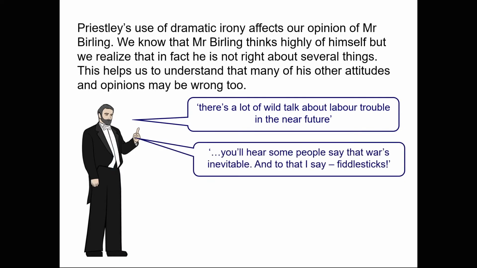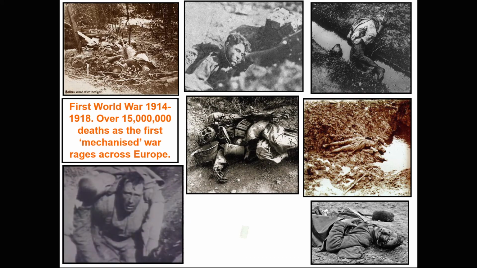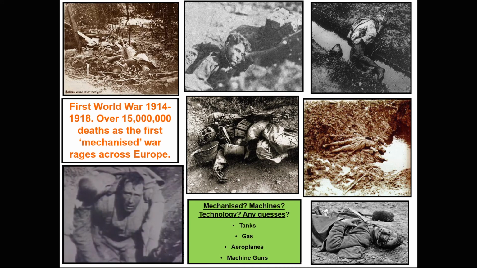Okay, the second quotation. This one is very obvious. This will not be lost on any reader when Birling is dismissive of the prospect of war in 1912. He says it's going to be fiddlesticks, by which he means rubbish. I'm not buying this. There's no chance of wars coming. And of course, anyone and everyone in the audience will know exactly what happened in 1914 to 1918. The nature and the extent of the carnage, of the suffering and the bloodshed makes Birling look particularly stupid.